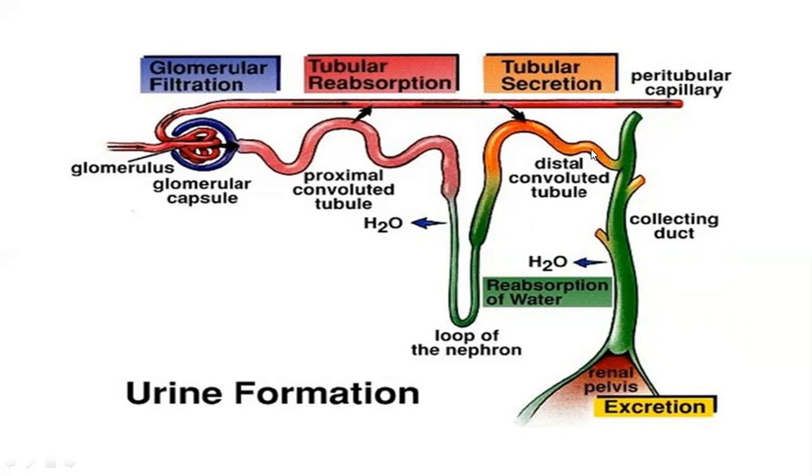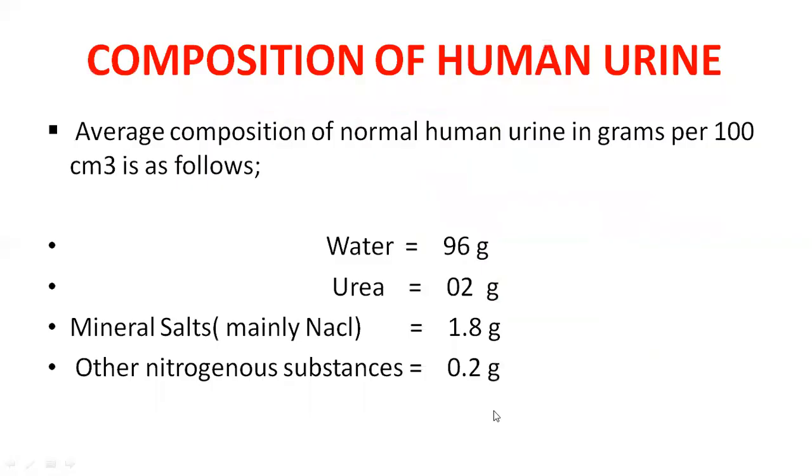Here the filtrate is now termed as urine, and now that urine will move from the collecting duct and renal pelvis and eventually will be moved out of the kidney. That's why the term excretion is written over here. So, my dear students, I hope all of you have now got a very clear idea about how the process of urine formation occurs or how our kidneys form urine. Now we are left with one last slide that is showing the composition of normal human urine.